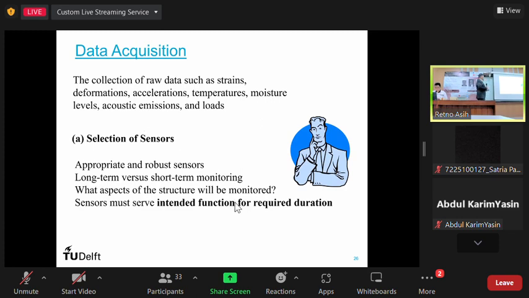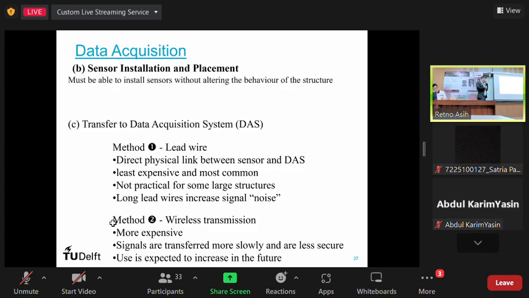All right, the data acquisition system, the collection of data, for example strains, deformation, accelerations, temperature, moisture. One of the areas is about selection of the sensor. What type of sensors should we choose and why? It's different for different types of applications, what we are going to do, what we discussed about the resolution and all the other parameters that we took. So that's important to know what type of sensor we want to select for this.